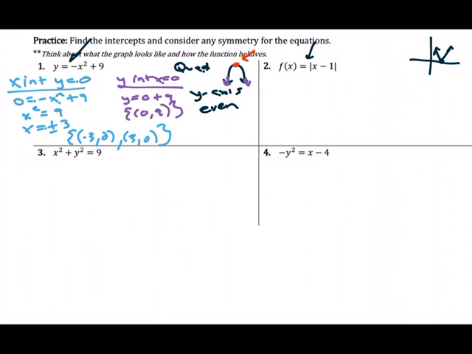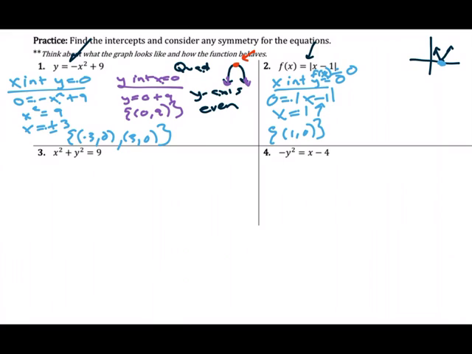All right, the x-intercept is what I get when y equals 0, or when f of x equals 0. So 0 equals the absolute value of x minus 1. What would make the inside equal 0, since the absolute value of 0 is 0? The only thing that would make the inside portion be 0 is if x equals 1. So there's an x-intercept at (1, 0).